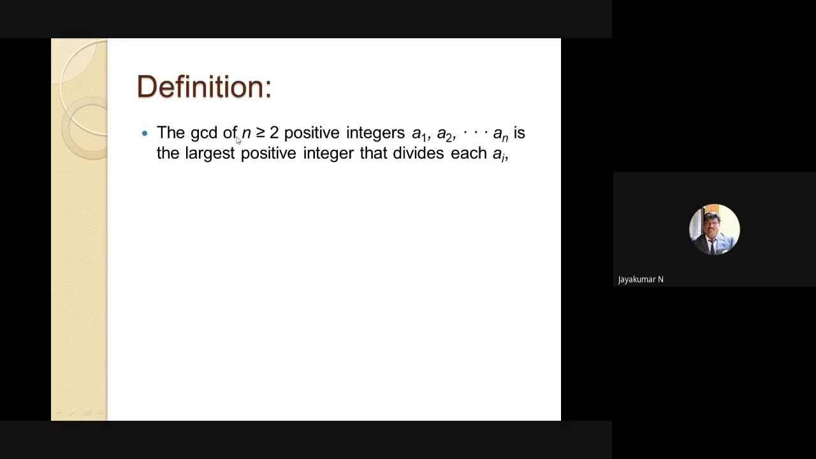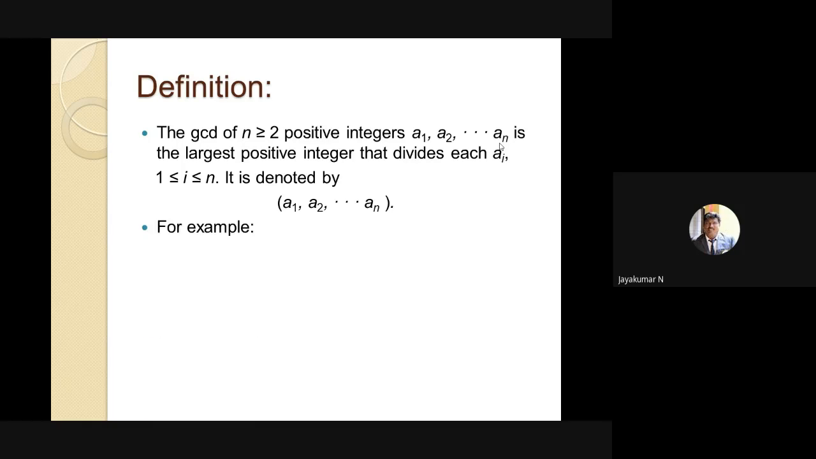The GCD of n positive integers, A1 to An, where n is greater than or equal to 2, is the largest positive integer that divides each Ai. Suppose I want to find the GCD of n integers, that is nothing but the largest positive integer that divides each Ai, where i is from 1 to n. It is denoted by open bracket A1, A2, up to An.